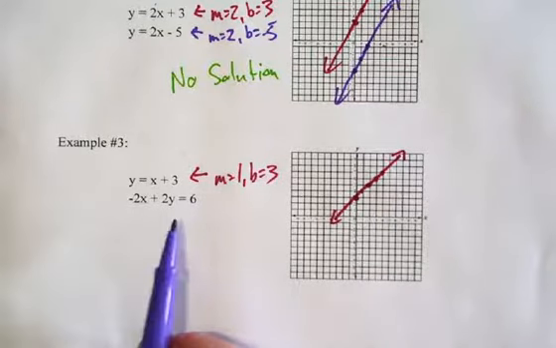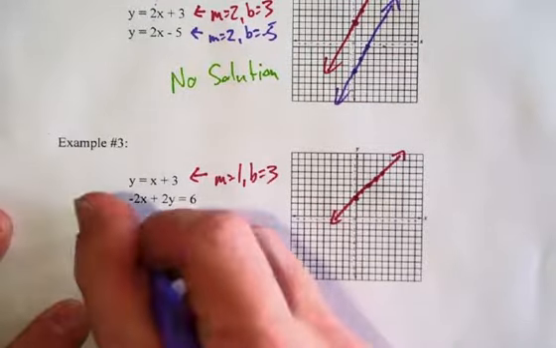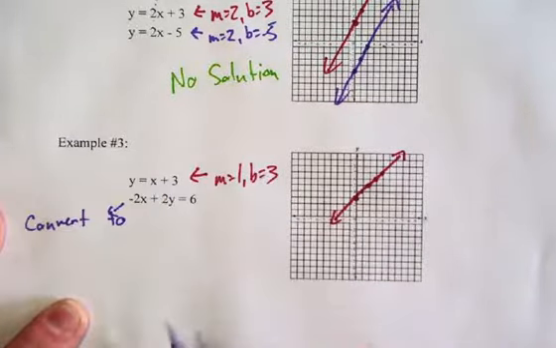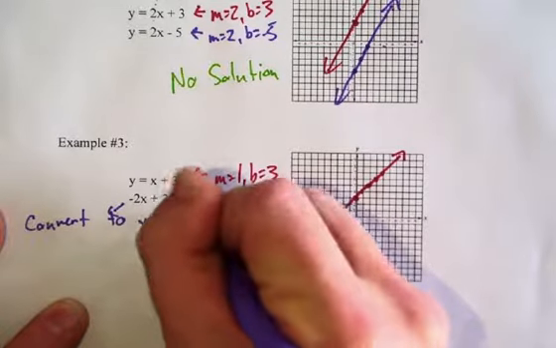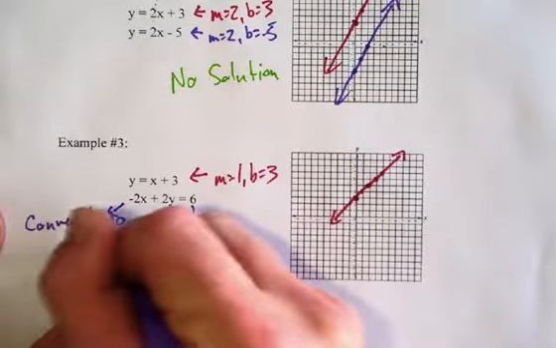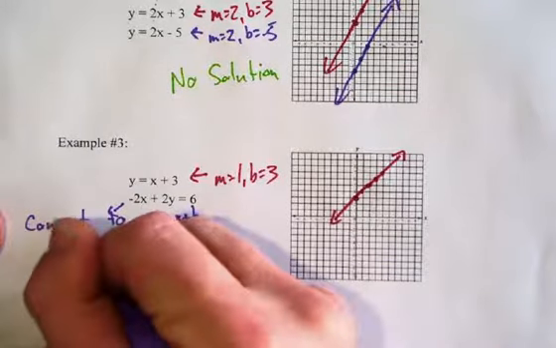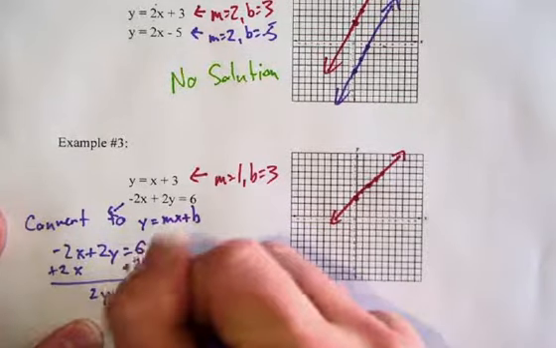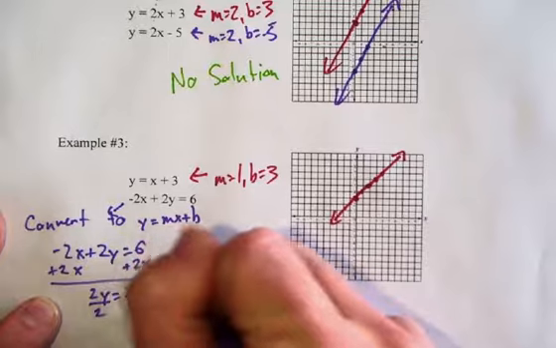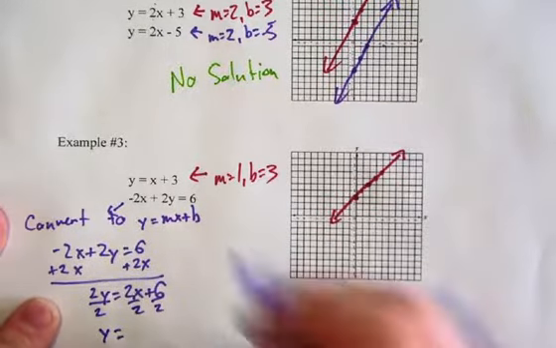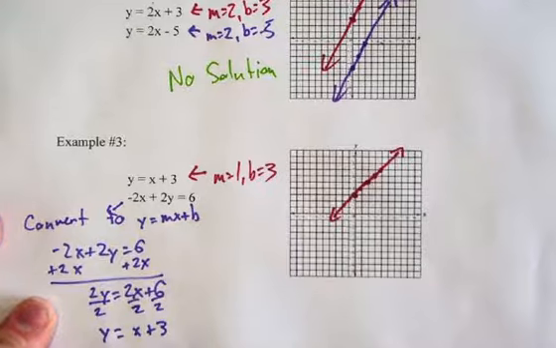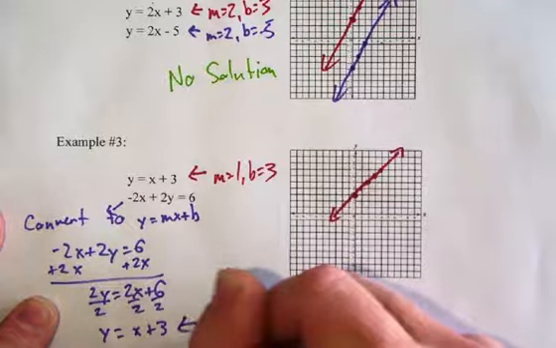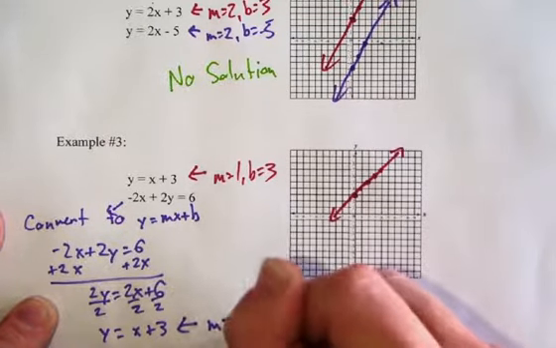Then we have negative 2x plus 2y equals 6. Well, this is in standard form, and we've got to get this into slope-intercept form. So convert to y equals mx plus b. We have negative 2x plus 2y equals 6. We're going to add 2x to both sides. We get 2y equals 2x plus 6. Guess what? Divide by 2, divide by 2, divide by 2. We get y equals x plus 3. Uh-oh. This is the same line, right? The same line. m equals 1 and b equals 3.